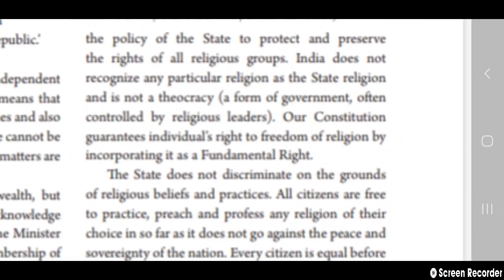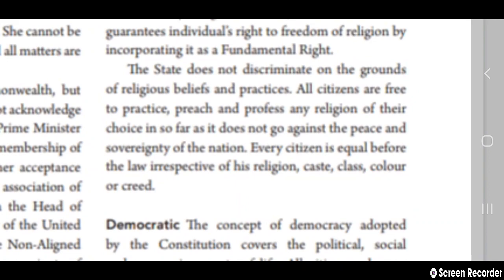Our Constitution gives guarantees to individuals for the right of freedom of religion by incorporating this in the fundamental rights. Next, the state does not discriminate on the grounds of religion. The state cannot discriminate against beliefs and practices. All citizens are free to practice, preach and profess any religion of their choice.